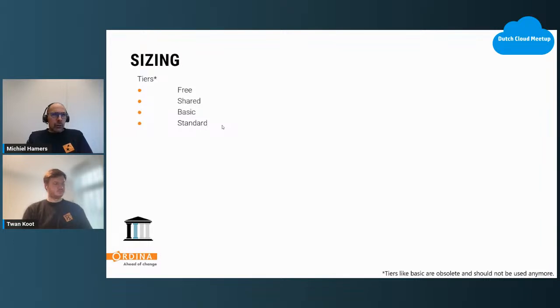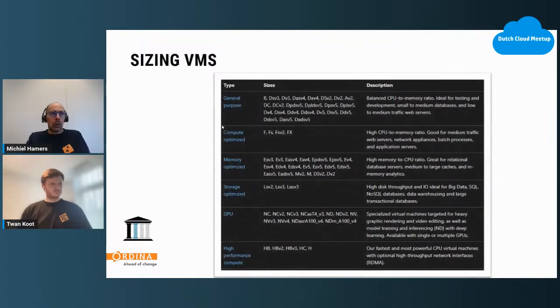However, if you just choose free, shared, or standard without checking what's in it, then it's really difficult. So let's dive a bit into what is in VMs, as that is a really expensive option in Azure. Let's dive a bit into the sizing part of virtual machines. And then we come back to the ACU later on.